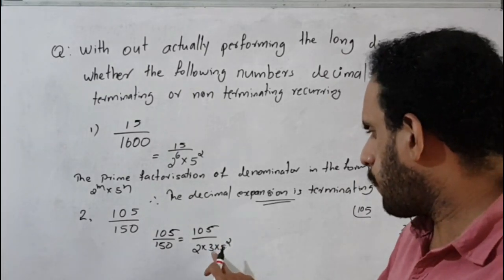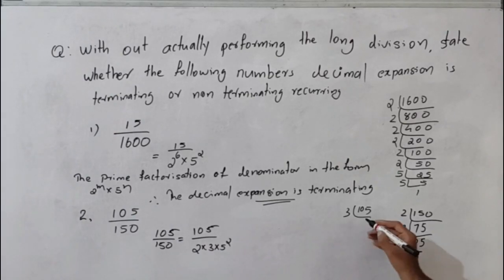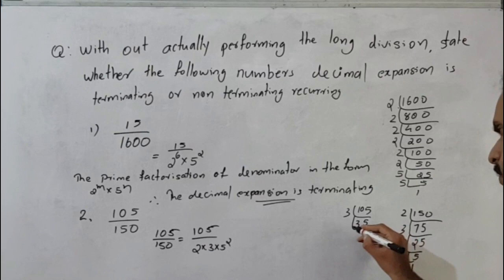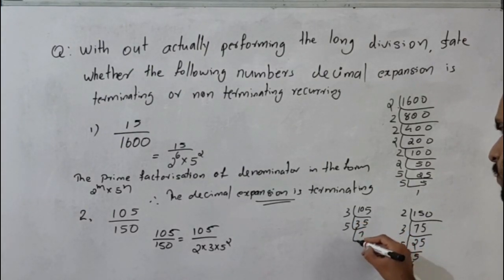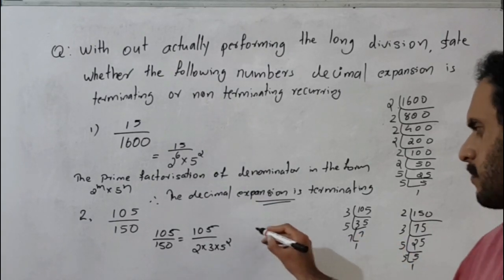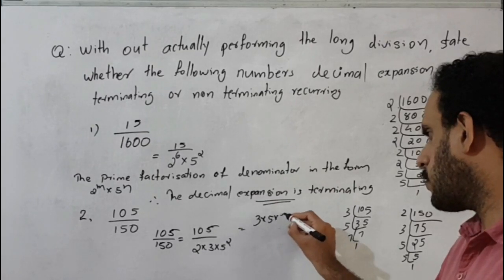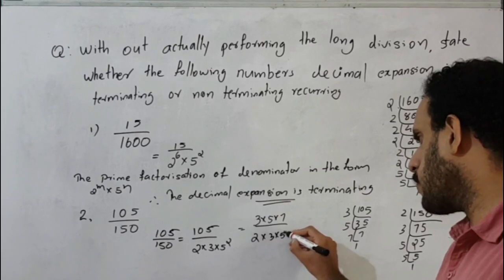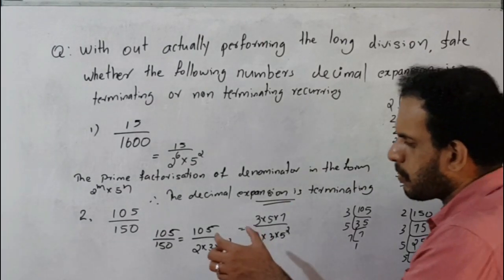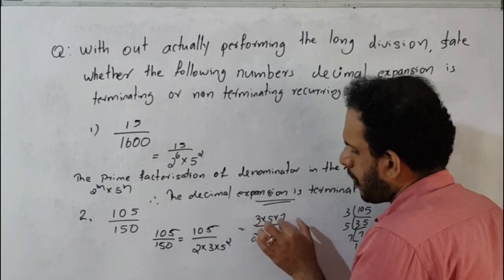Okay. If you factorize by 3, we check how many times? 105 divided by 3 gives 35. 35 divided by 5 gives 7. Then again, is 3 possible? No. 7, 7, 1. The next step, we write 3 into 5 into 7 by 2 into 3 into 5 square.